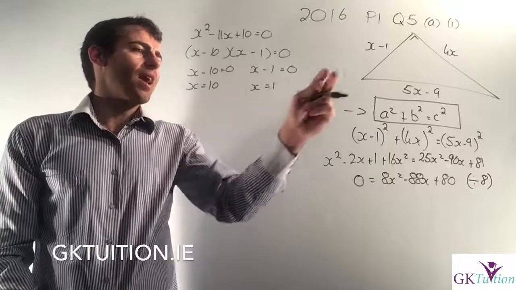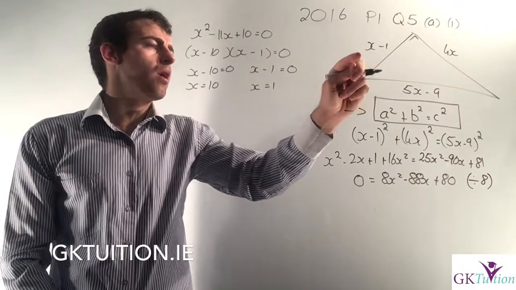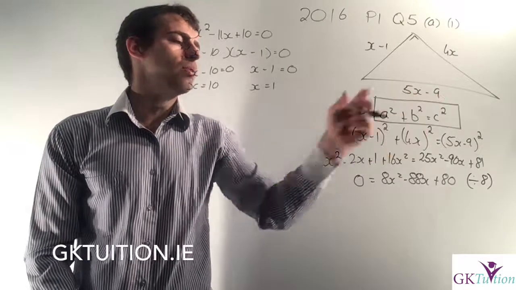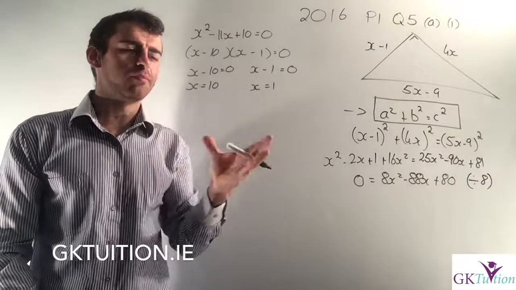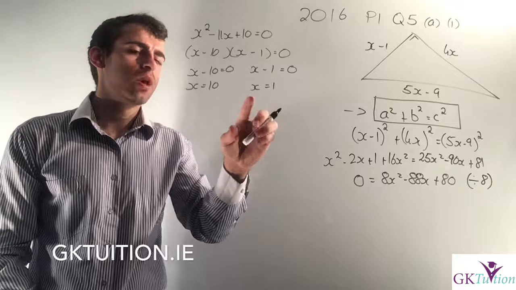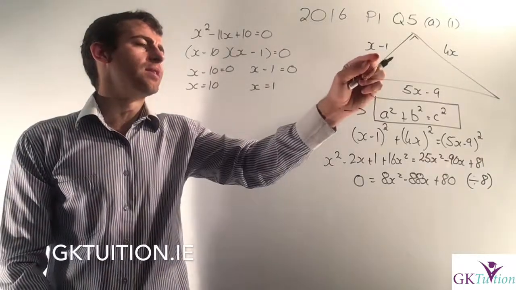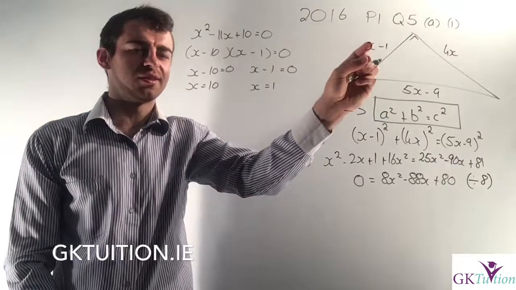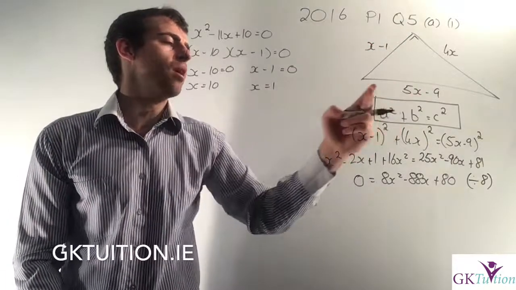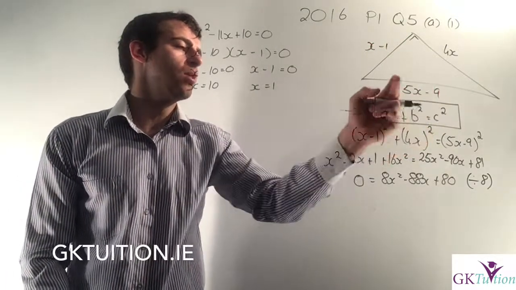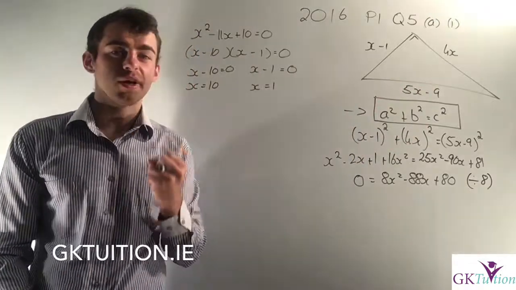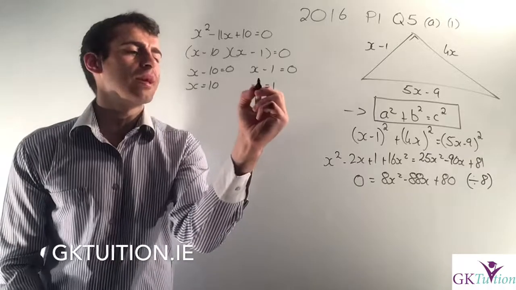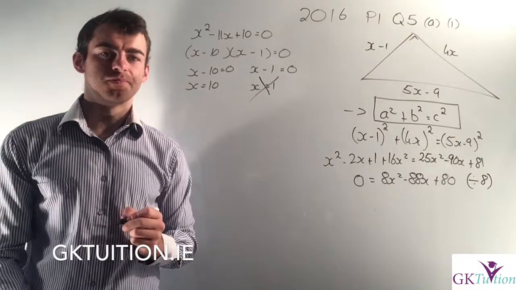If my x is 10, then x minus 1 would be 9, 4 by 10 would be 40, 5 by 10 minus 9 would be 41. So there doesn't seem to be any problem there, so I'm happy enough with that answer. If x is equal to 1, then this distance would be 1 minus 1, which is 0. Now clearly this distance is not 0. And my longest side would be 5x minus 9, would be 5 times 1 minus 9, which is minus 4. So clearly this distance can't be negative.